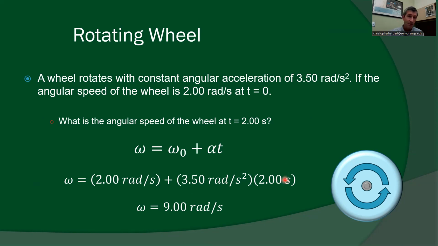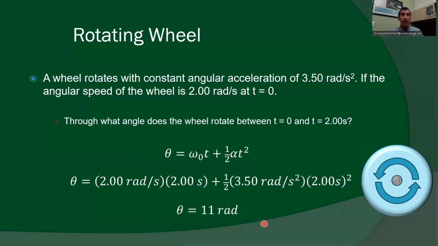3.5 times 2 is 7. 7 plus 2 is 9. Very easy to do. Okay, that wasn't hard. The equation didn't even have to be manipulated. Through what angle does it rotate? Again, we're just plugging in values here. Now we want to find the angular displacement.